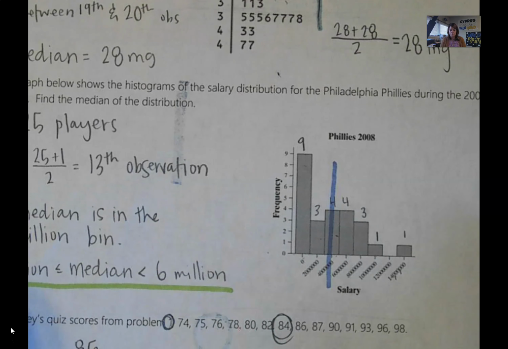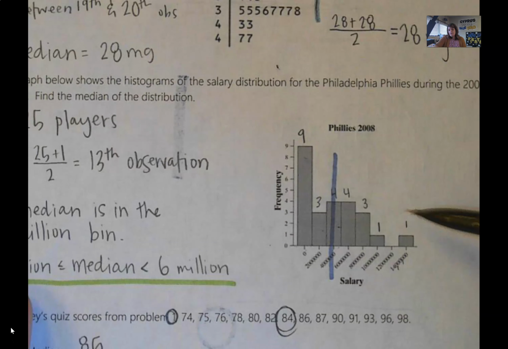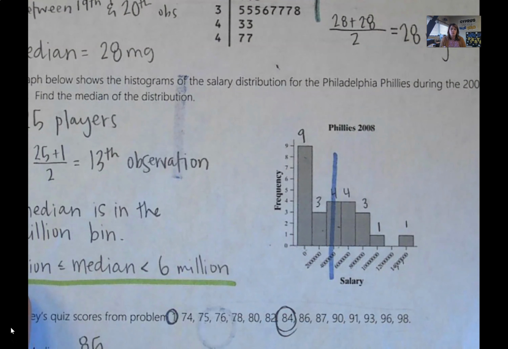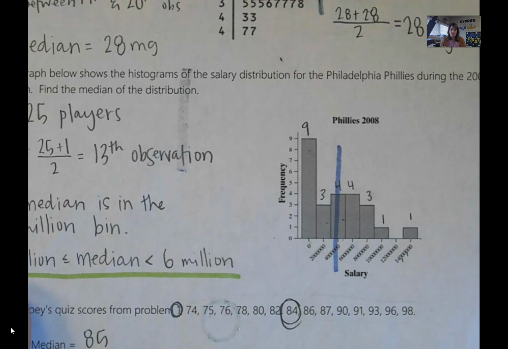Okay, this guy, shape. Right skewed. Outliers. No, I do not think that this is an outlier because the distribution is skewed. What would you use for center? The median. What would you use for spread? IQR.